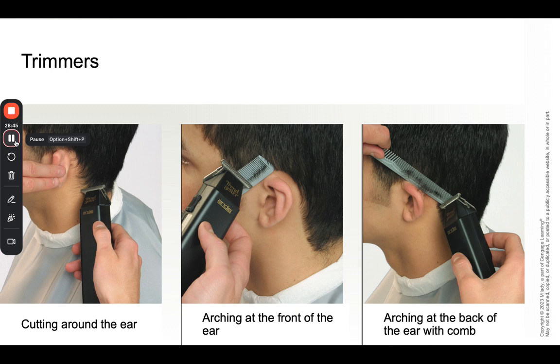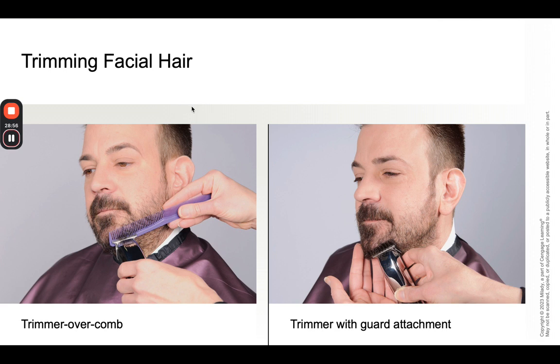Then we have trimmers. Trimmers are also called edgers, and they're usually cordless, smaller size clippers, and they're mainly used to clean up the necklines and around the ears. You can also use trimmers to trim facial hair.